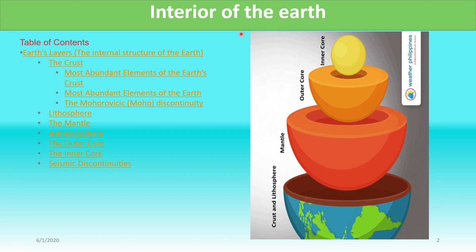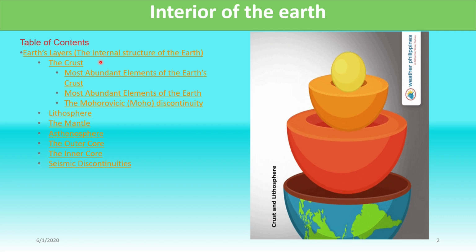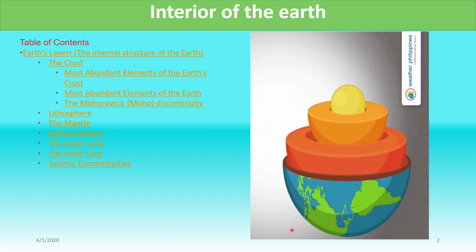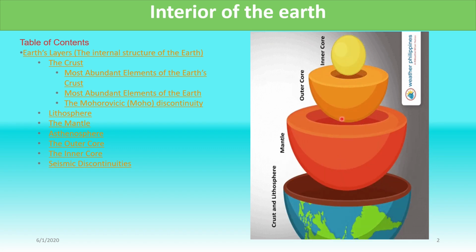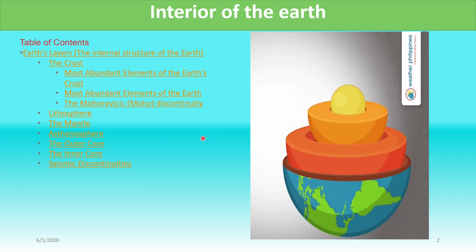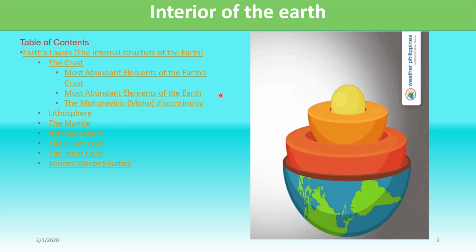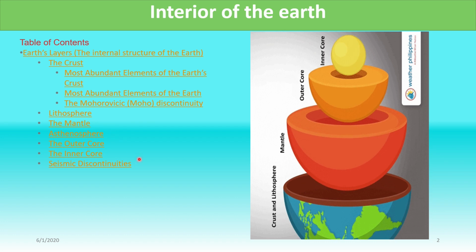Today we are going to study the interior of the Earth, that is, the Earth's layers, the internal structure of the Earth: the crust, the mantle, the outer core, and the inner core. Within that, we have to learn about the abundant elements of the Earth's crust, the most abundant elements of the Earth, the lithosphere along with the asthenosphere, and seismic discontinuities also.